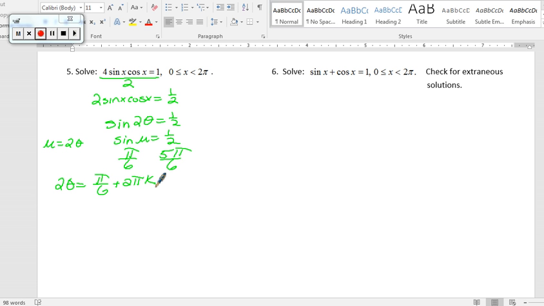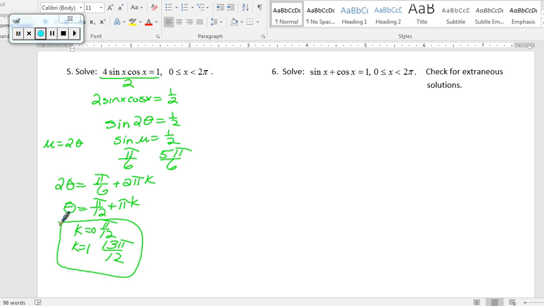I'm going to divide everything through by 2, so I get theta is equal to pi over 12 plus pi k. If I let k equal 0, I get pi over 12. If I let k equal 1, we wind up with 13 pi over 12. If I let k equal 2, it would make more than one full rotation, so these two answers will stop here. We'll do the same thing for 5 pi over 6.